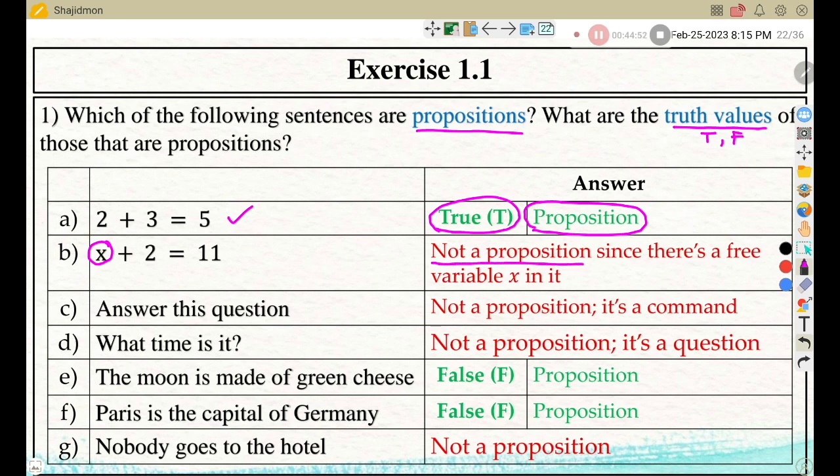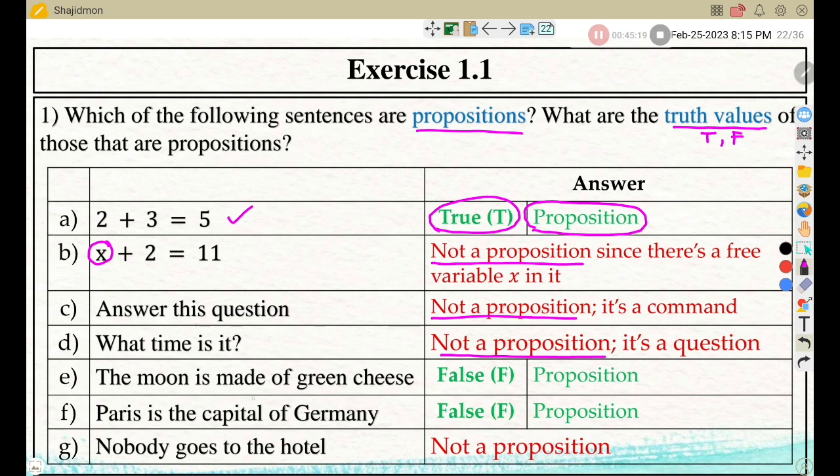Answer this question. Is it a proposition? Can we say true or false? It is not a proposition, because it is just a command, correct? The third one also. Now question D. What time is it? It is not a proposition, it is just a question, correct? We cannot say true or false for the answer. It is not a proposition.